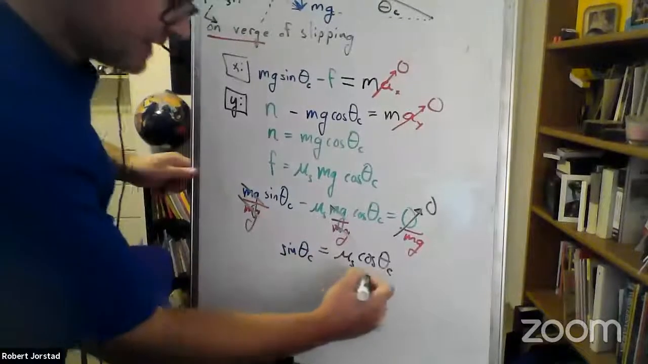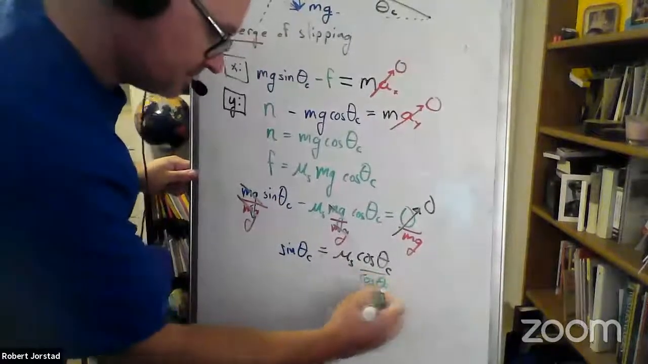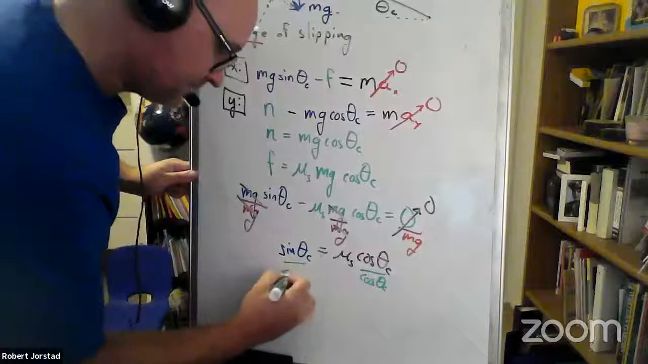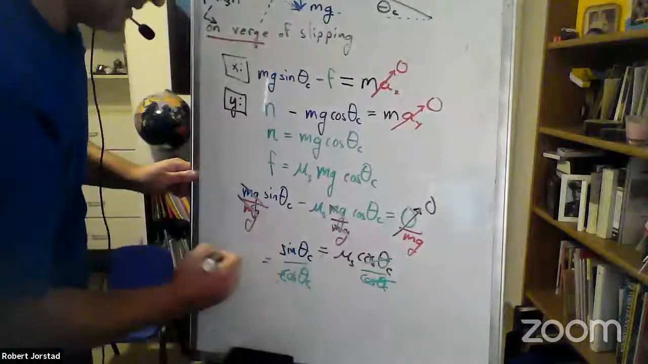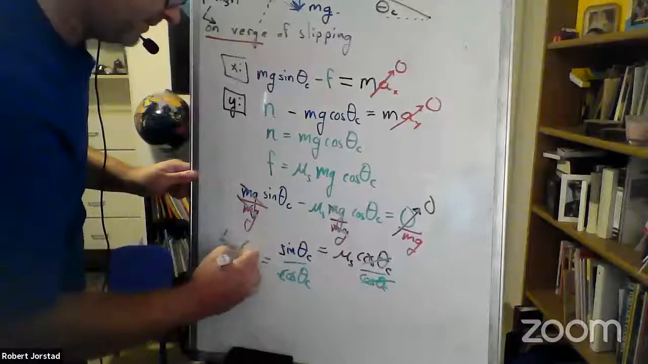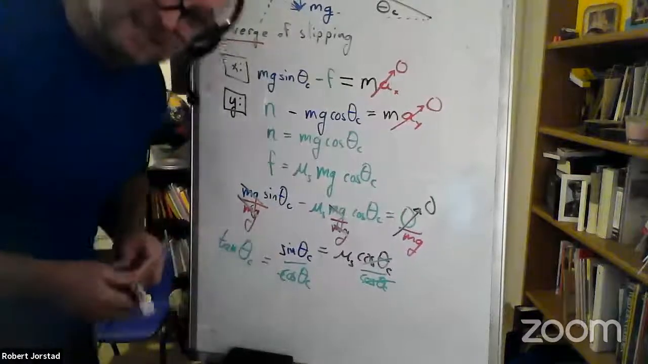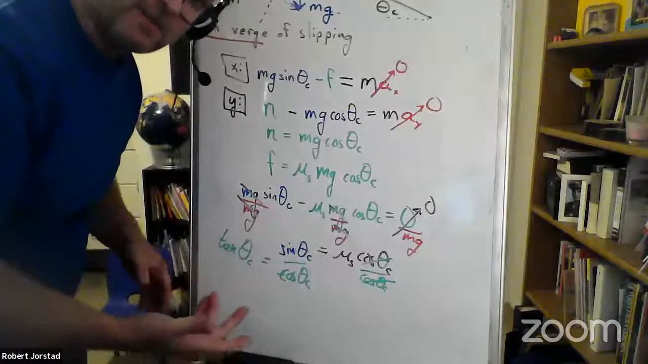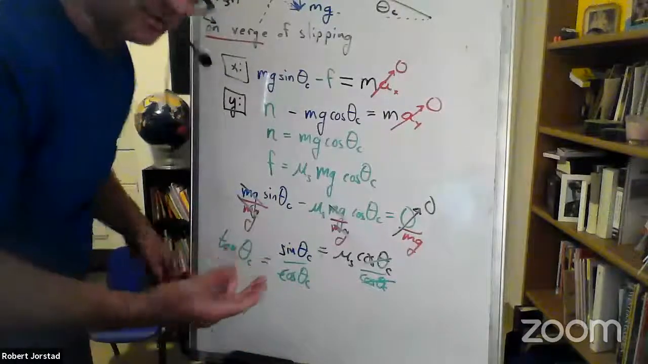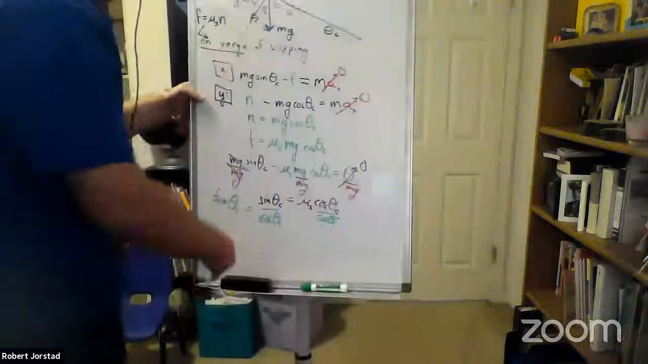So solving for this, cosines cancel here. This is equal to tangent theta critical. And so this is a classic way to figure out the coefficient of friction. You may be wondering, how do people figure this stuff out, right? Well, here's an example.